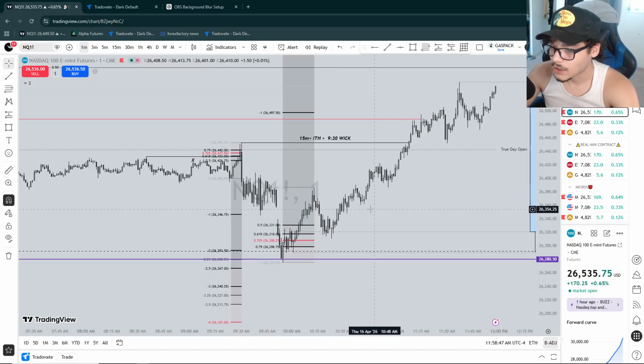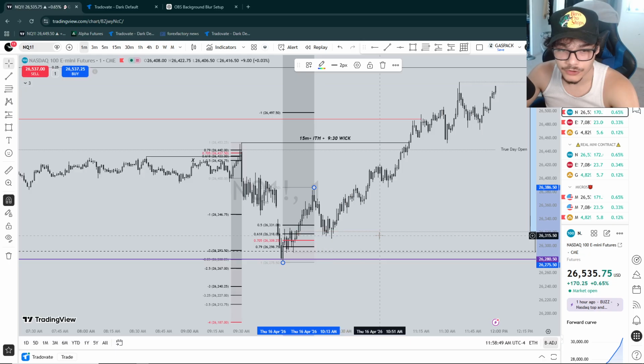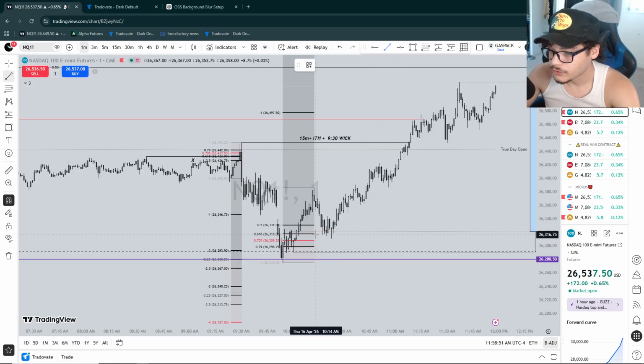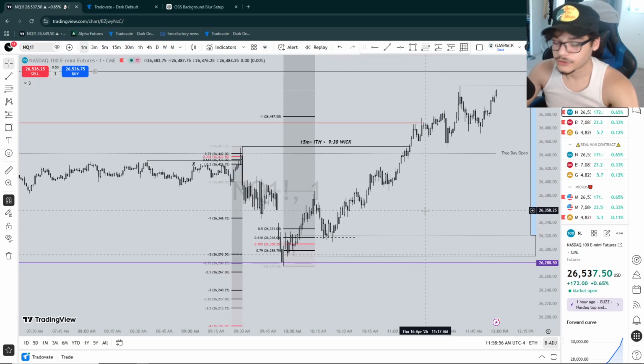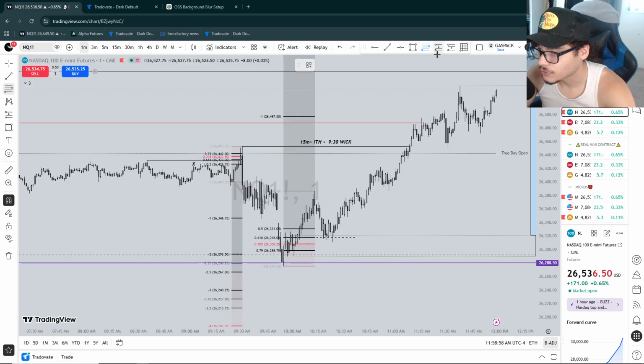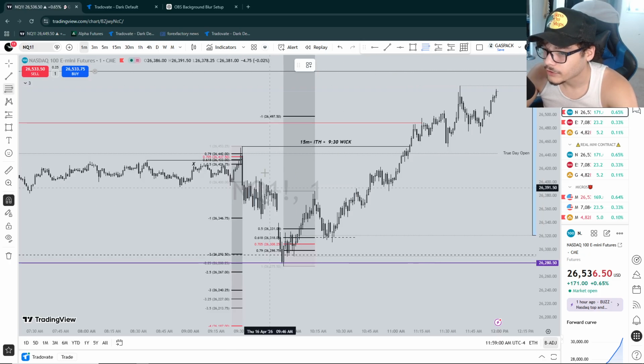Okay, so now we know OTE is our 618, which is right here. So we got OTE right here. That's your OTE. Okay, so this is where we want to enter at. Where do we know where price is going to extend to?